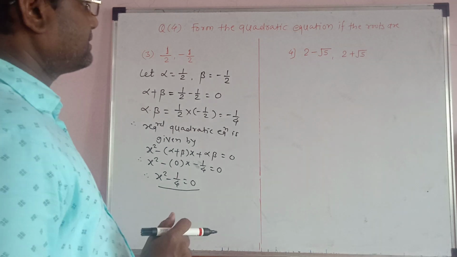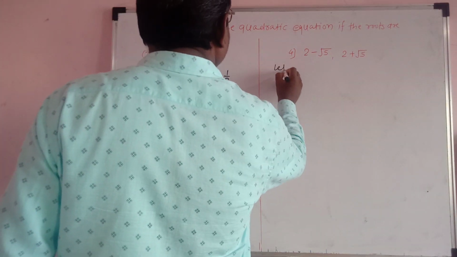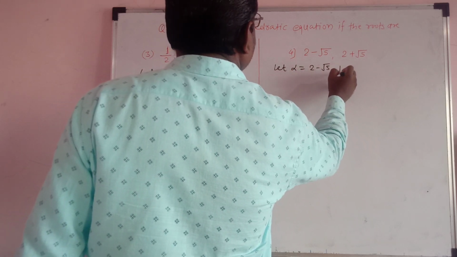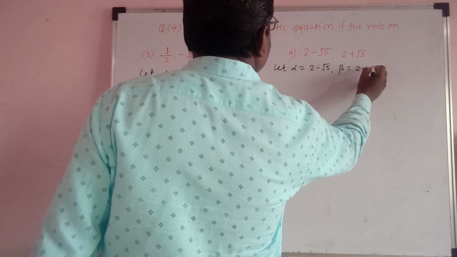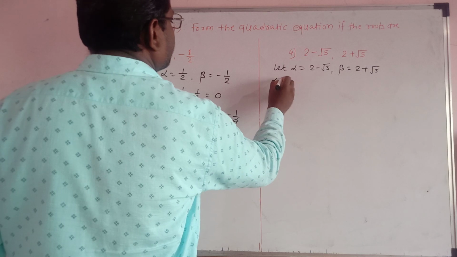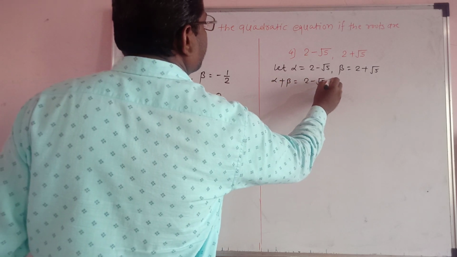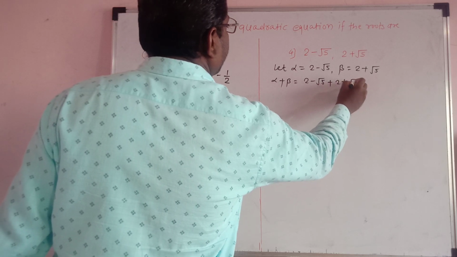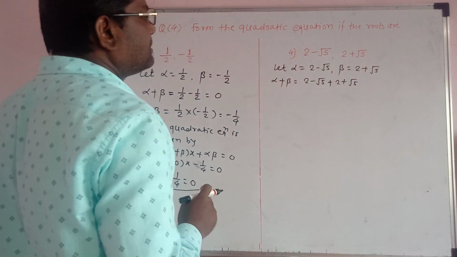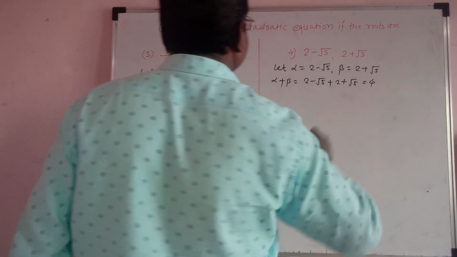Now example number 4. In this example, let alpha is equal to 2 minus root 5 and beta is equal to 2 plus root 5. Now let us find alpha plus beta. Alpha plus beta is equal to 2 minus root 5 plus 2 plus root 5. Minus root 5 and plus root 5 will get cancelled. Therefore 2 plus 2 is equal to 4.